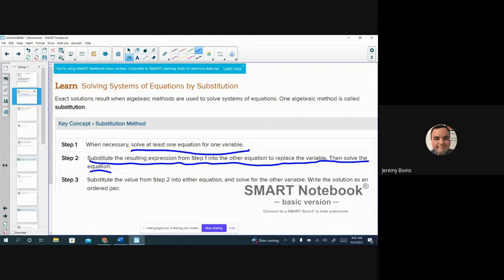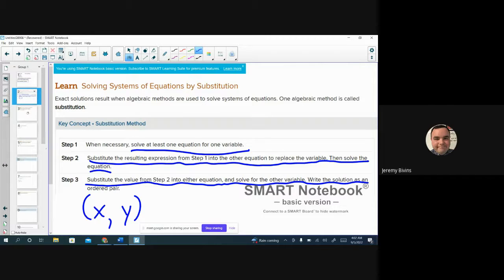We take that result, we substitute it into the other equation, and substitute for the other variable. Write the solution as an ordered pair or coordinate pair. So x comma y, and we do need to see that for our answer.